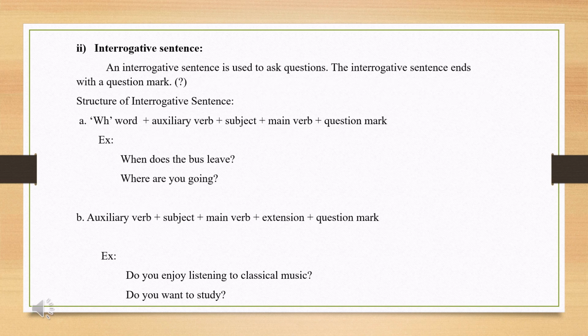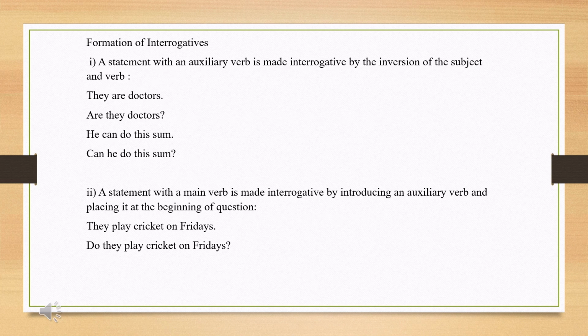Second one, interrogative sentence. An interrogative sentence is used to ask questions. In the interrogative form, the auxiliary verb precedes the subject, which is then followed by the main verb. The interrogative sentence ends with a question mark. Structures of interrogative sentence. First one, WH word plus auxiliary verb, known as helping verb, plus subject plus main verb plus question mark. Second one, auxiliary verb plus subject plus main verb plus extension plus question mark. Look at the example sentence given here.